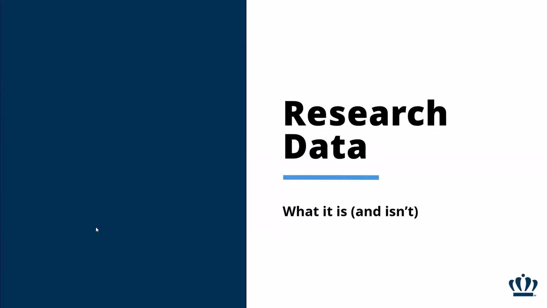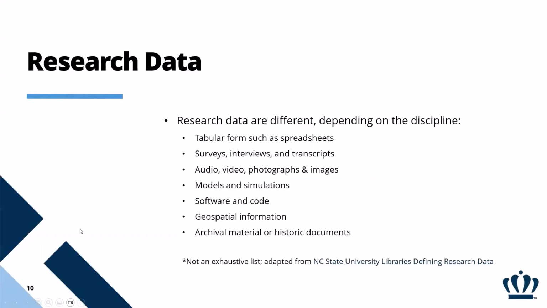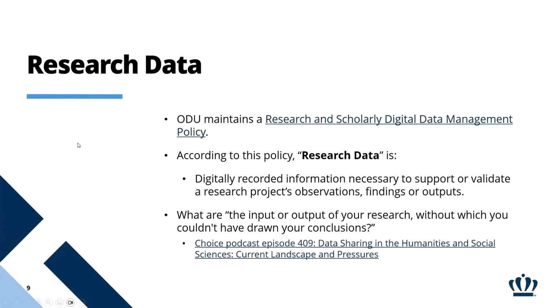So we're going to talk about what it is and also what it isn't. Oops. So let me go back one. Went too far. Okay, so ODU does maintain a research and scholarly digital data management policy. And according to this policy, research data is digitally recorded information necessary to support or validate a research project's observations, findings, or outputs. And I also like this other definition from Data Sharing in Humanities, the input or output of your research, without which you couldn't have drawn your conclusions.